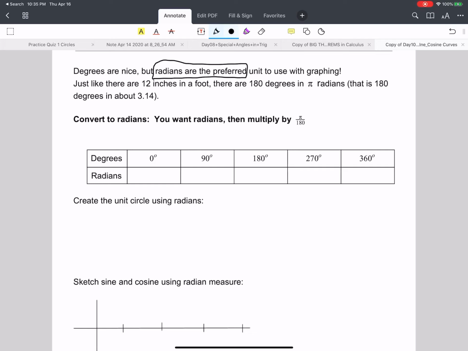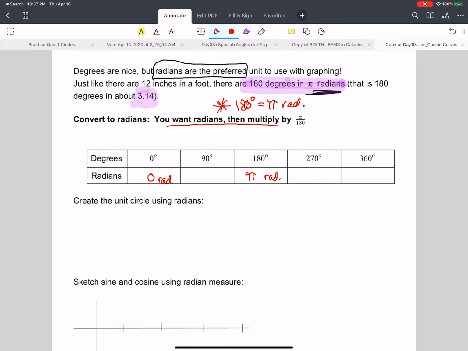And that's not going to have a degree symbol. That's just radians. We can abbreviate that with rad. We just said it over and over again: 180 degrees is equal to pi radians. So where you see 180, yep, that's pi radians.